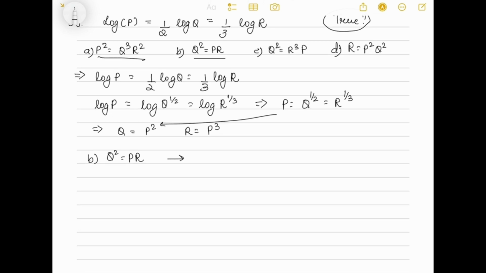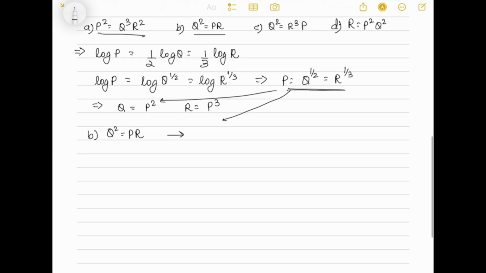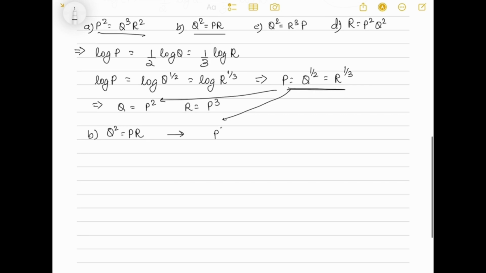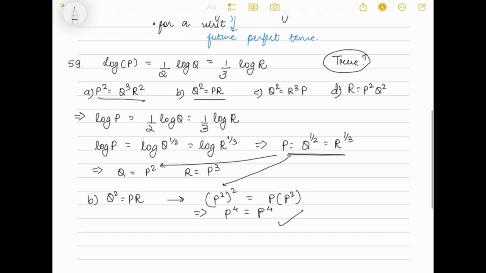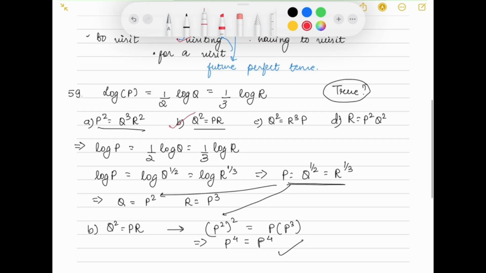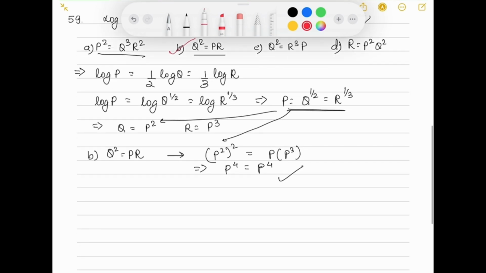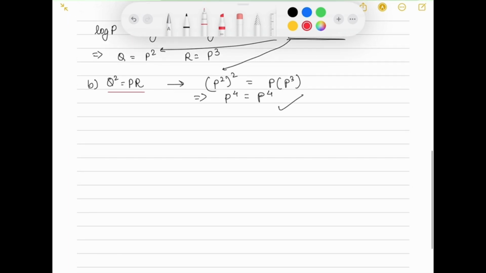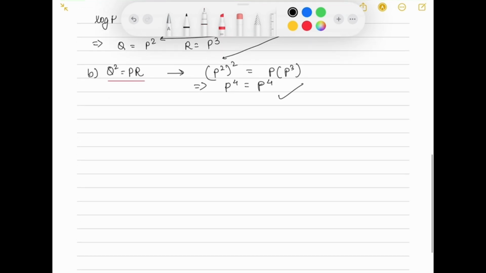option in this format, I can see that q squared will be p squared squared, which is p to the power 4, and r can be written as p cubed, so pr will again become p to the power 4. So this is the correct option, and again you have to check with all of the options once you put them in. This time I knew that the option was b, so that's why I put the option b. Please take the time to check the options.